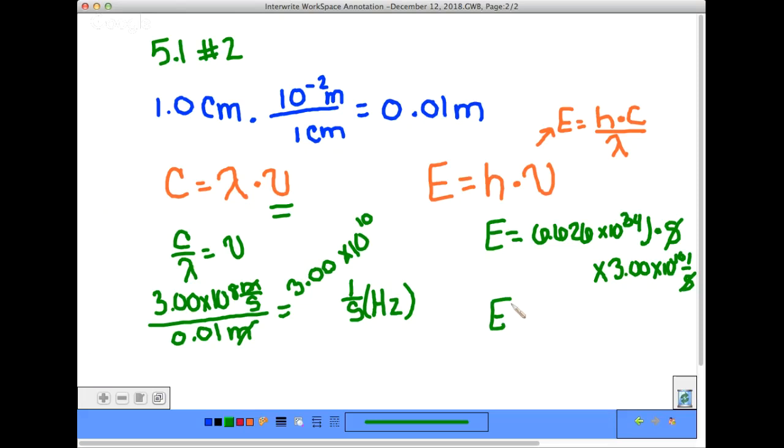If you multiply those together, 6.626 times 10 to the negative 34th, multiplied by 3.00 times 10 to the 10th, we end up getting the energy to be, let's do two significant figures since our original problem had two significant figures, 2.0 times 10 to the negative 23rd joules.